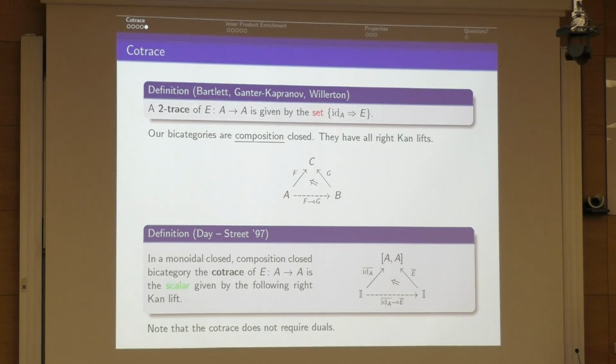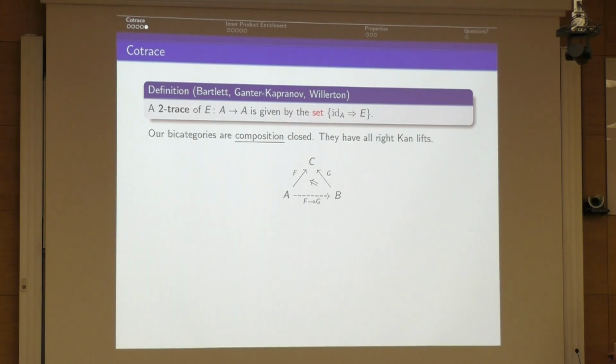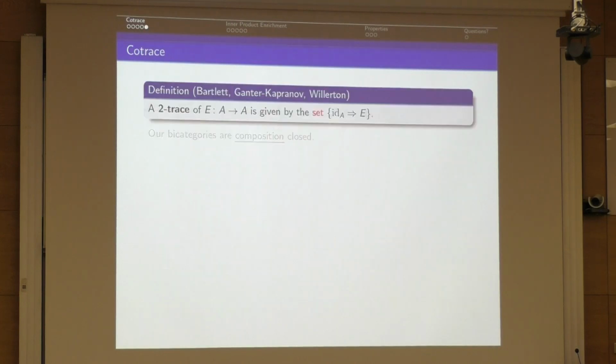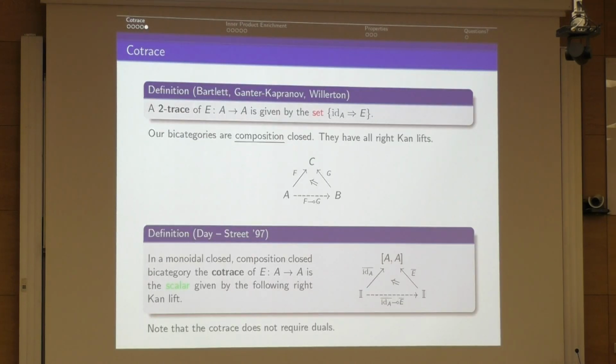So this is a potential definition of cotrace, and this actually first appeared in a paper of Day and Street in 1997. It's just buried in there. They don't really do much with it. But it's interesting because this notion of cotrace doesn't require the existence of duals. You just need symmetric monoidal closed and composition closed. And in most of our examples, this gives the exact thing that you expect, which suggests that this notion of trace and this notion of cotrace should really be somehow the same thing.